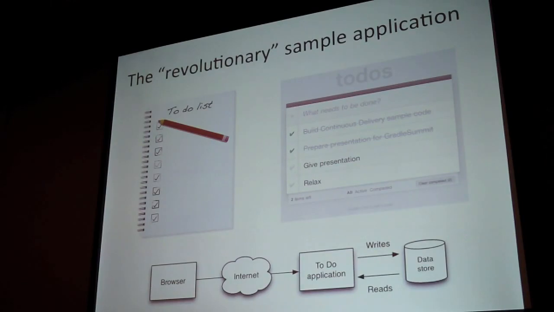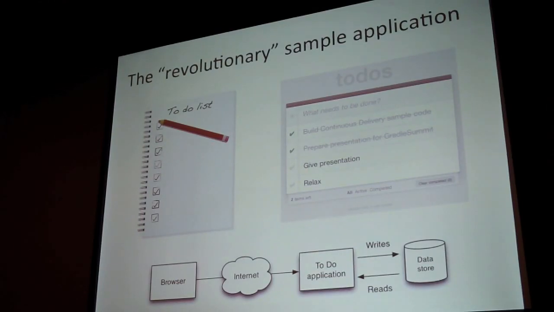So before we actually look at building this pipeline, let's first have a look at the sample application that we're going to bring through that pipeline. It's very revolutionary. It's a to-do application. So you can basically create new to-do items on your list. You can say, I'm done with them. You delete them, or you can filter them based on active or completed.